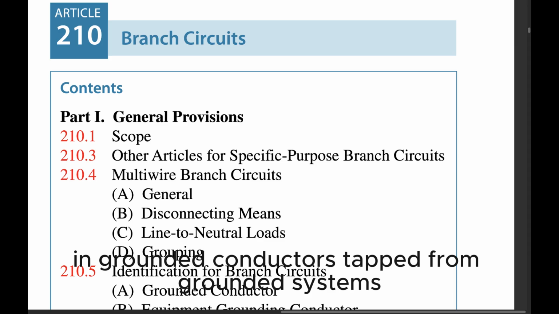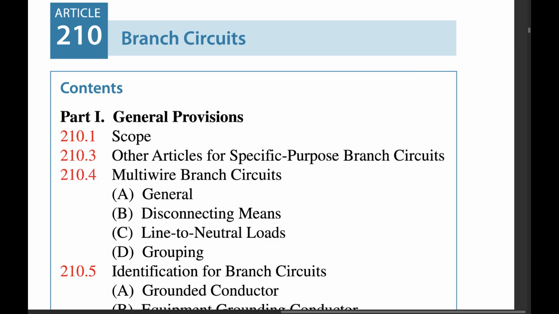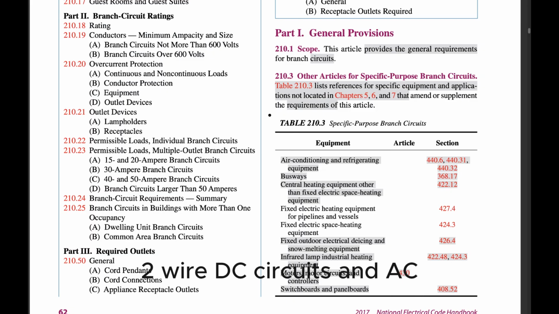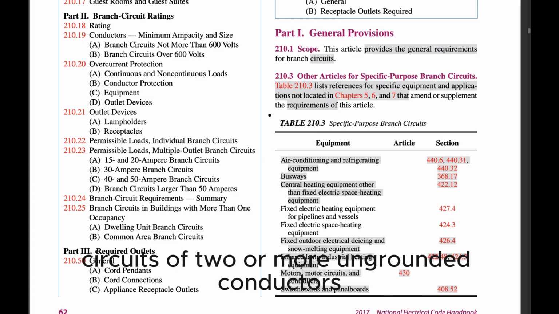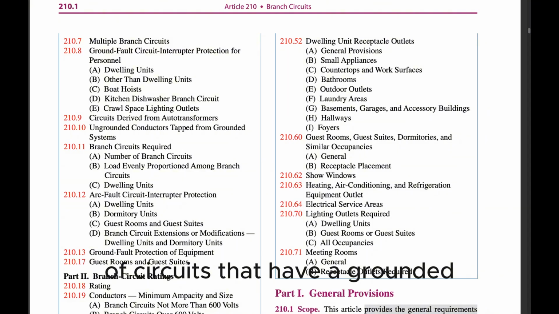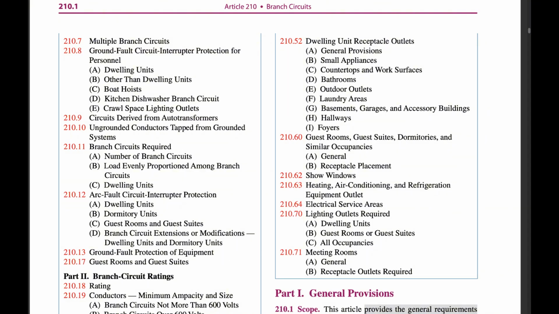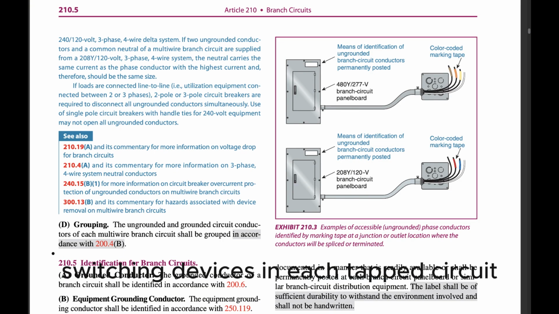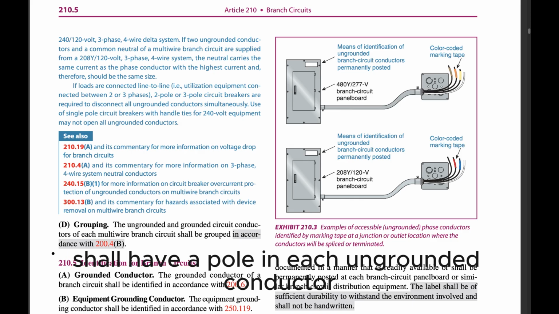210.10 Ungrounded conductors tapped from grounded systems. Two-wire DC circuits and AC circuits of two or more ungrounded conductors shall be permitted to be tapped from the ungrounded conductors of circuits that have a grounded neutral conductor. Switching devices in each tapped circuit shall have a pole in each ungrounded conductor.